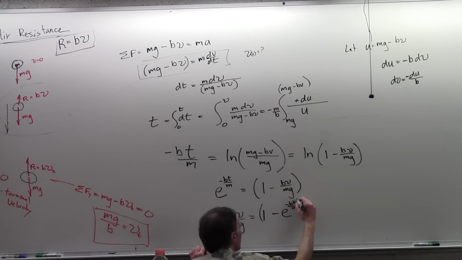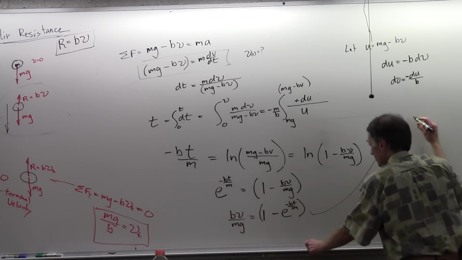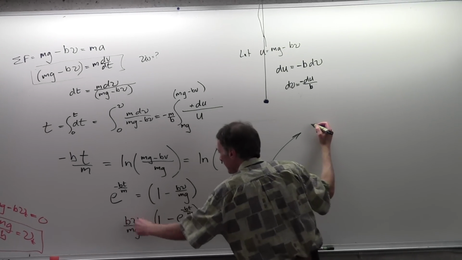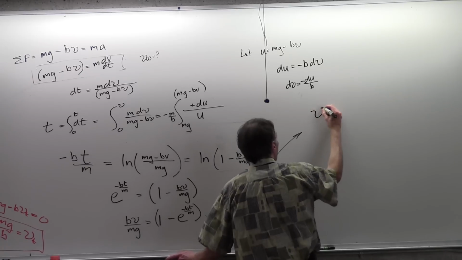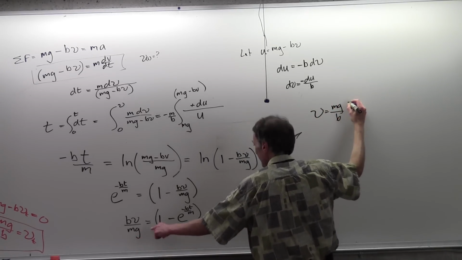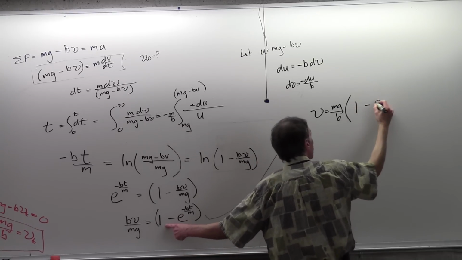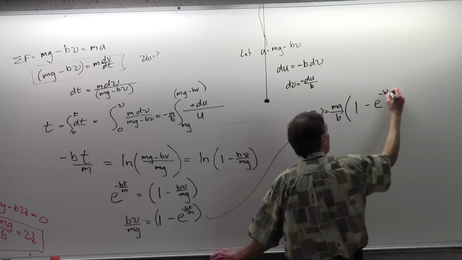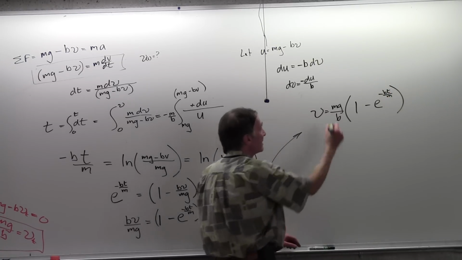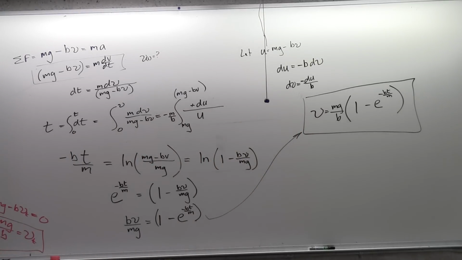And then solving for v is the last step. Let me bring it up here to see it a little easier. I'm going to be solving for v. I want to take the mg over b over to this side. So I'm saying v should be equal to mg divided by b all times this whole stuff in the brackets, 1 minus e to the minus bt over m. Okay, and this is the general expression for the velocity as a function of time.